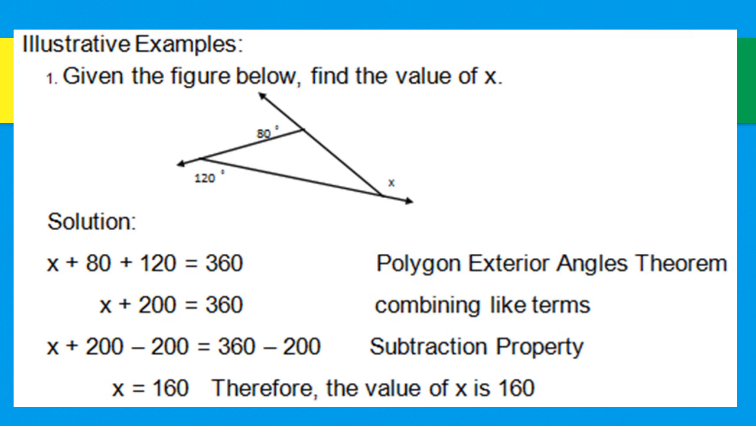Now we are going to simplify 80 plus 120, that is 200. Now we are going to combine like terms. So we are going to apply the subtraction property of equality, which means x plus 200 minus 200 is equal to 360 minus 200. Then we are going to simplify 200 minus 200, that is 0. 360 minus 200, that is 160. Therefore, the value of x is 160 degrees.